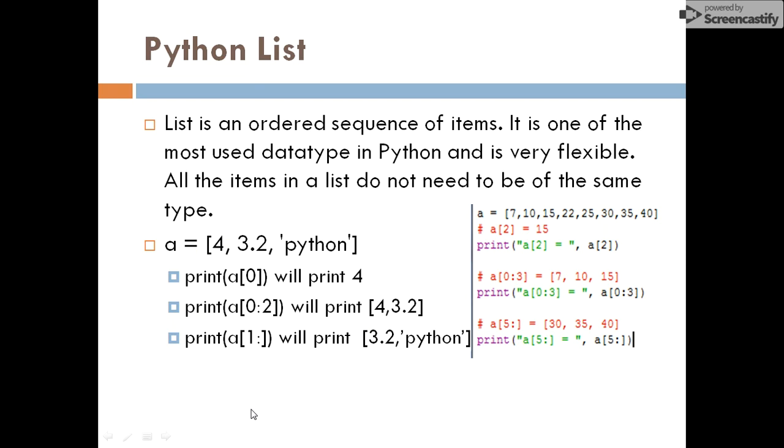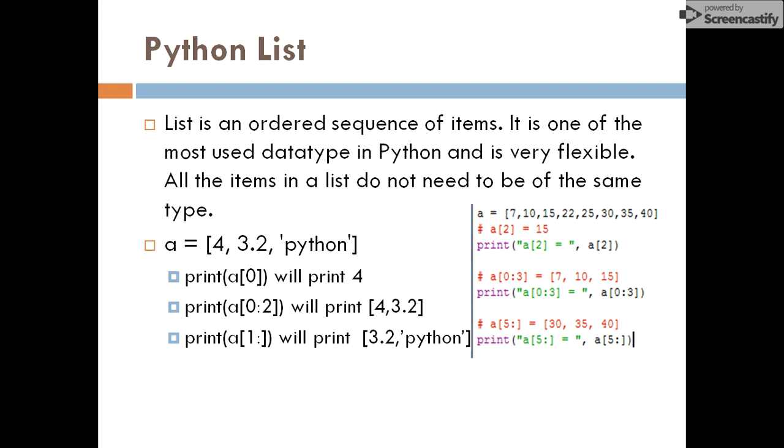And the next data type is list. A list is basically an ordered sequence of items. Listen, it is an ordered sequence. That means everything that we contain in it will be in some order. As you can see, a is equal to 7, 10, 15. We can see that these are all in ordered form. It is one of the most used data types in Python, and it is very flexible too.